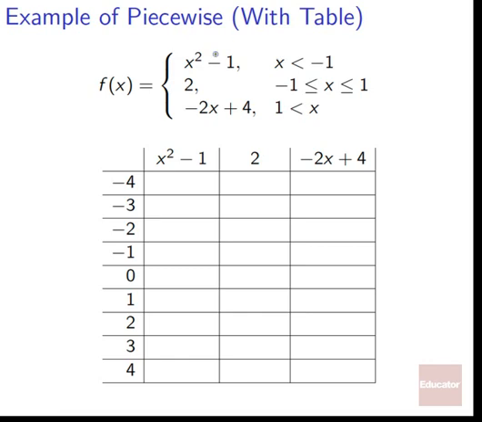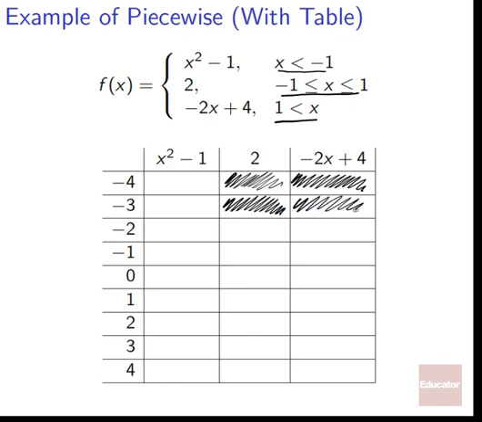So to start off with, let's look at what would happen to negative 4. Well, actually, first let's look at which one negative 4 would belong to. Negative 4 would be in x is less than negative 1, right? So it's going to belong in x squared minus 1, and it's not going to belong in the 2 rule, because negative 4 is not between negative 1 and 1, and negative 4 is not greater than 1. So it's going to knock out these two rules. Next up, negative 3. Well, negative 3 is still less than negative 1. So once again, that knocks out the second rule and the third rule. What about negative 2? Well, once again, negative 2 is still less than negative 1.